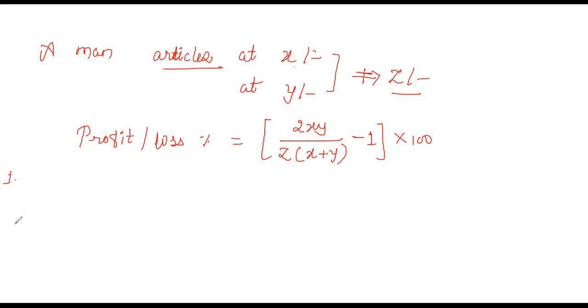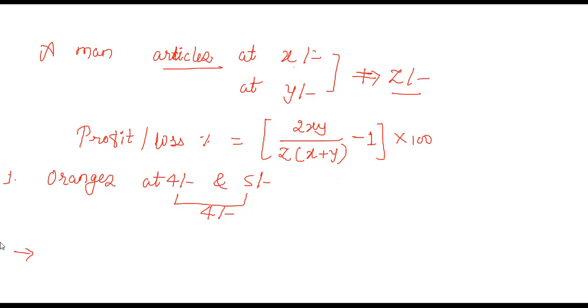A man purchases a certain number of oranges at 4 rupees each and the same number of oranges at 5 rupees each. Okay, he mixes them together and sells them at 4 rupees each. So what is his gain or loss percent?